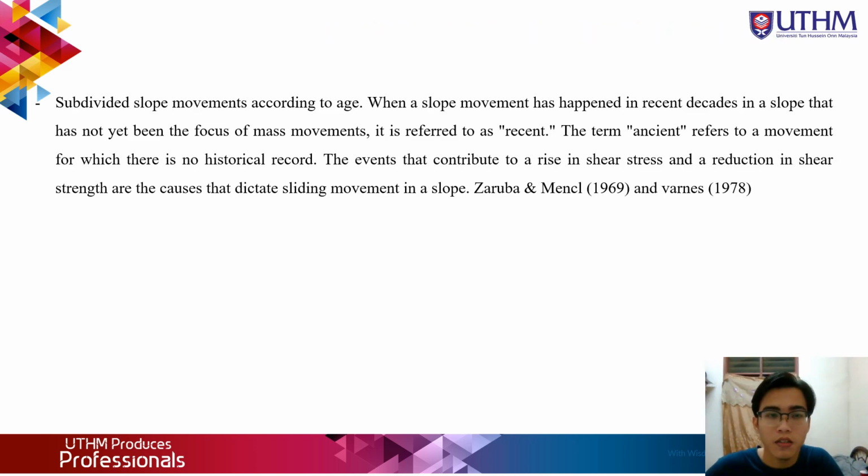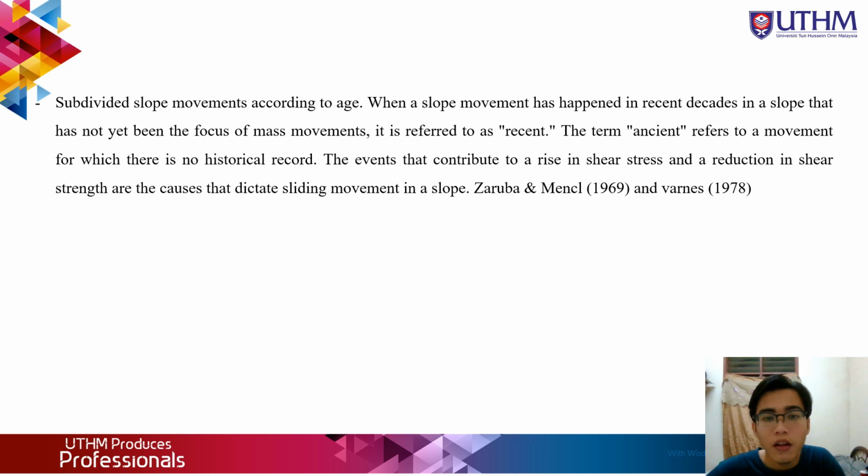Last but not least, slope movement is subdivided according to age. When a slope movement has happened in recent decades in a slope that has not yet been the focus of mass movements, it is referred to as recent. The term ancient refers to a movement for which there is no historical record.